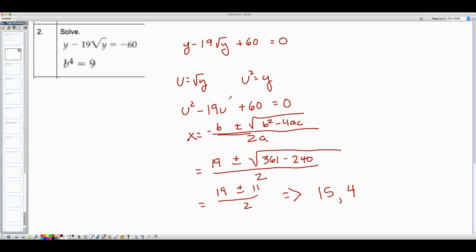So when we plug it back into our original equation, we have the square root of y is equal to 15, or the square root of y is equal to 4. When I square both sides of the equation, I get 15 squared, 225, or I get 4 squared, which is 16, for y.